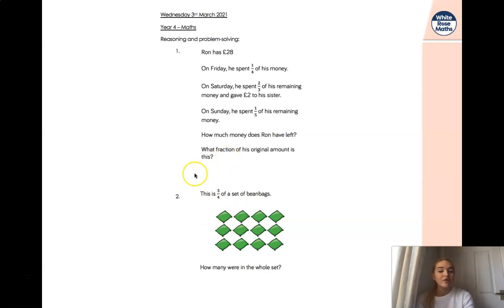And then your second question, unfortunately, is not optional today. I would like you to have a go at this. This is 3/4 of a set of bean bags. How many were in a whole set? So if this is 3/4, you need to work out what 1/4 is. Then you need to add it to the 3/4, don't you? And then you'll find out.